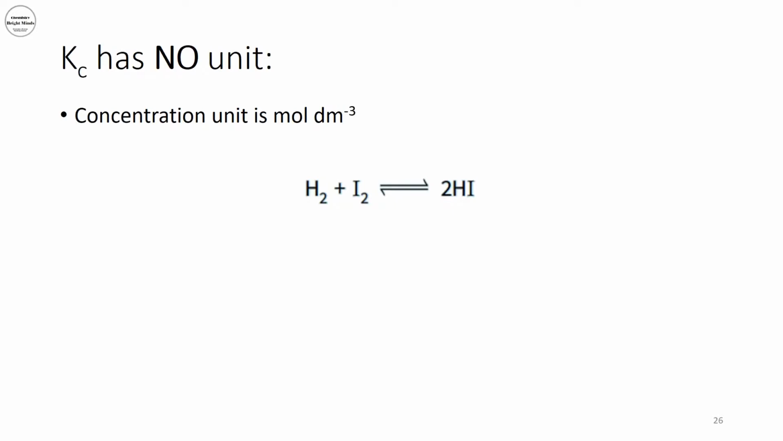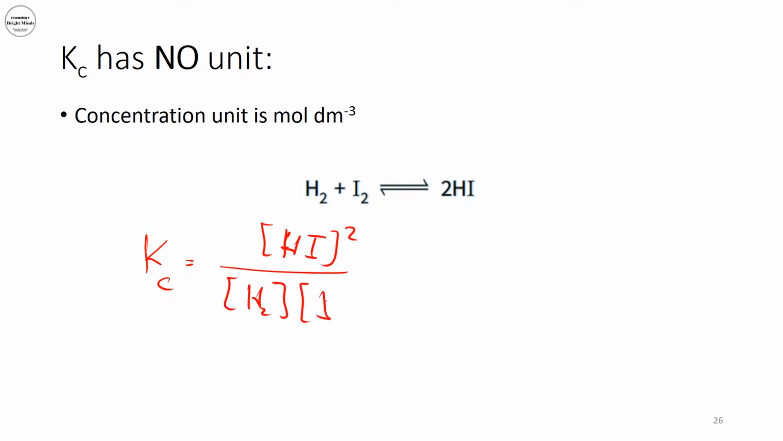Now, if we look at the equilibrium constant, it has no unit. So if I write down the equilibrium expression for this reaction, I have Kc, which is my equilibrium concentration, equal to hydrogen iodide concentration to the power 2, divided by the concentration of hydrogen and iodine. Now, if I write down the units, you could see that the concentration unit is mole per cubic decimeter. So it is mole decimeter minus 3. And then here I have 2, because the concentration here is multiplied by the number of moles, which is 2.